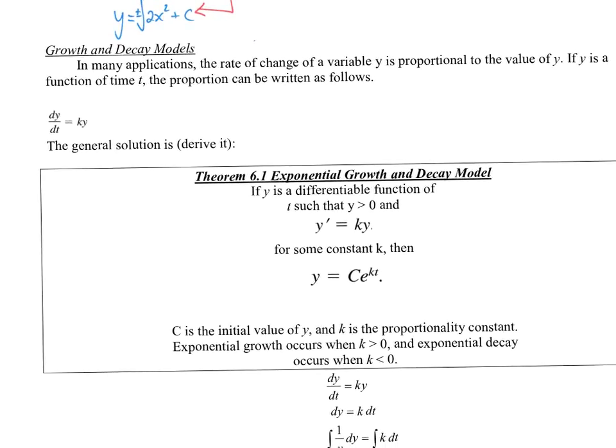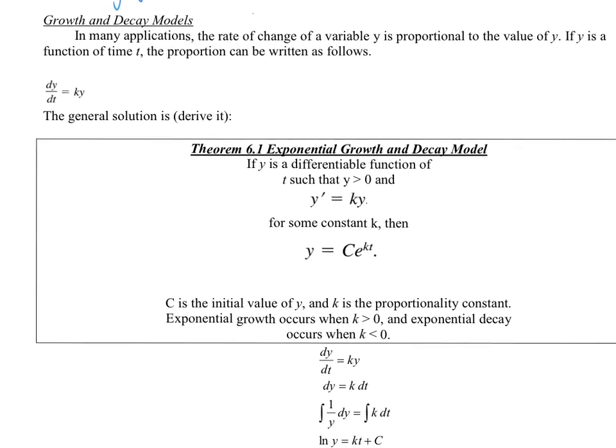So growth and decay models: in many applications, the rate of change of a variable y is proportional to the value of y. If y is a function of time t, the proportion can be written as follows: dy dt is equal to ky. If I need to derive the general solution, how do I solve for y equals something? Separate our variables. So I have dy dt is equal to ky. I could bring my y's to one side, so that's 1 over y dy is equal to k dt.